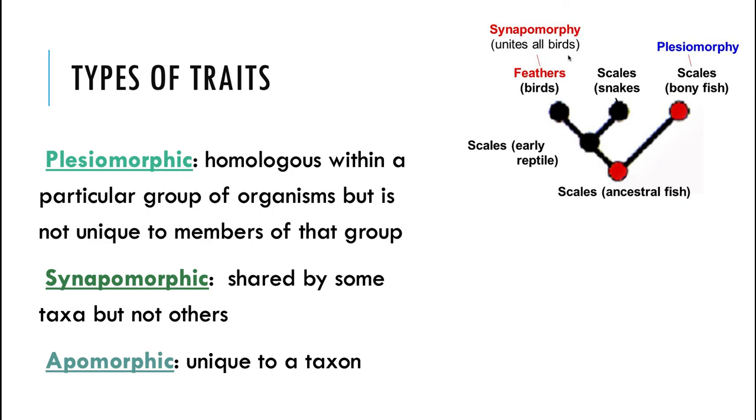So all birds in general, it kind of unites all the birds. So feathers, for example, are in all birds, right? So all the taxa within the bird phylum, right? They would share feathers. And then apomorphic is unique to one taxon in particular. I don't have an example on here, but it would basically be a trait that is just specific to one taxon in particular.